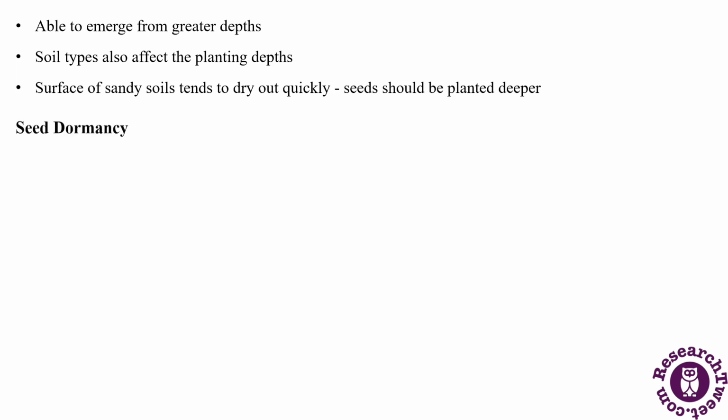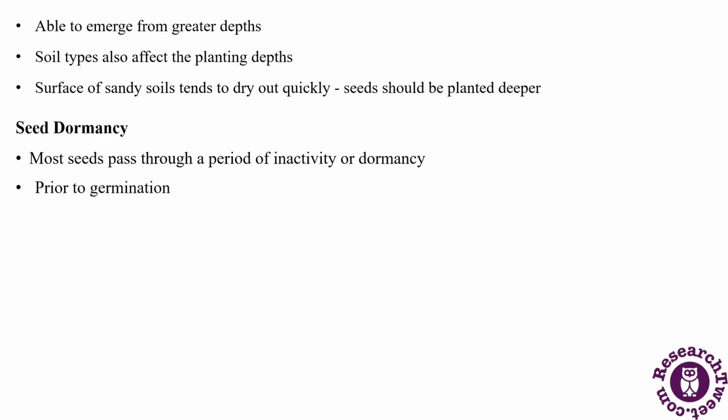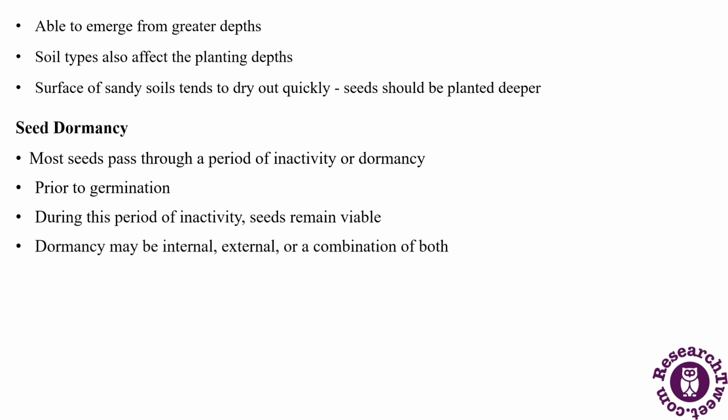Seed dormancy. Most seeds produced by mature plants pass through a period of inactivity or dormancy prior to germination. During this period of inactivity, seeds remain viable. Dormancy may be internal, external, or a combination of both.